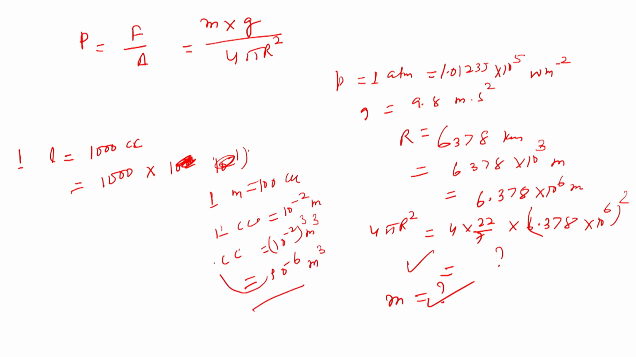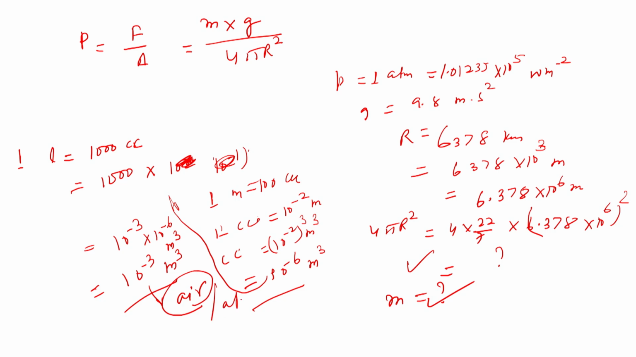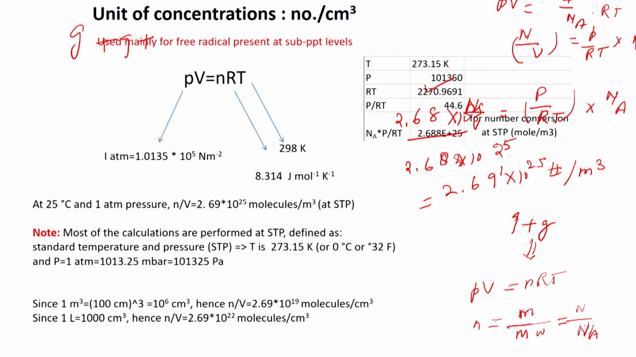So 1 liter will be equal to 1000 into 10 to the power minus 6 meter cube, so this will be 10 to the power minus 3 meter cube. If you use liter or meter cube for the case of air or atmosphere, then these are the same. So you have to remember that 1 liter is actually 1000 cc, and at the same time 1 liter is actually 10 to the power minus 3 meter cube. These are small things that you have to remember, and then based on that you can calculate.